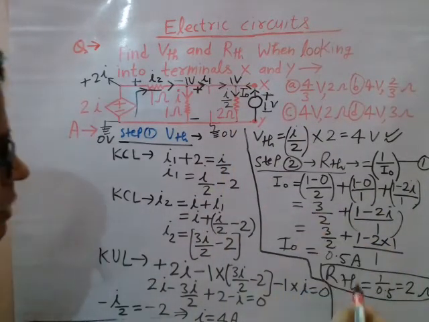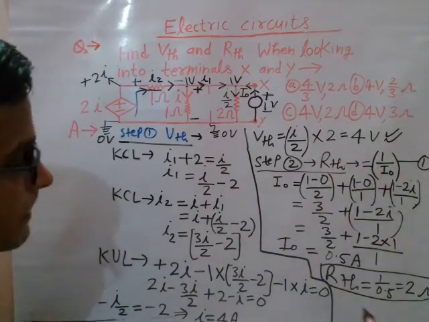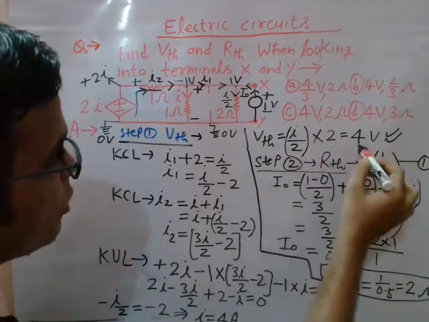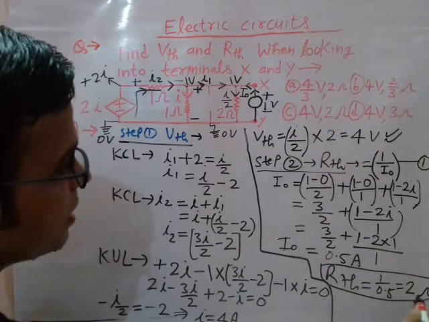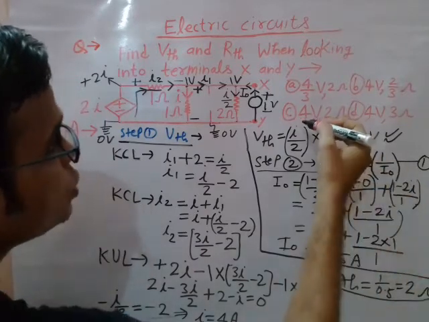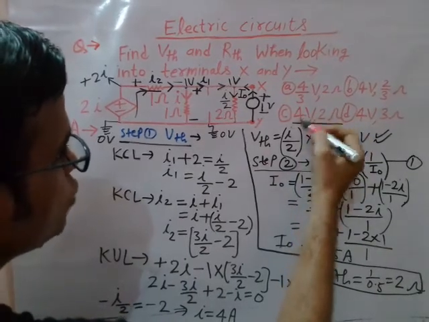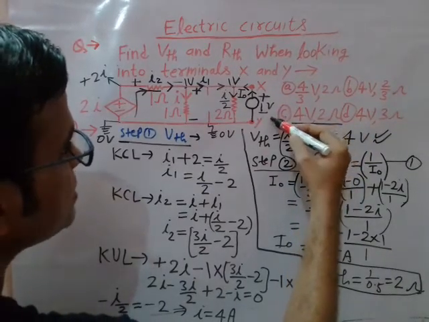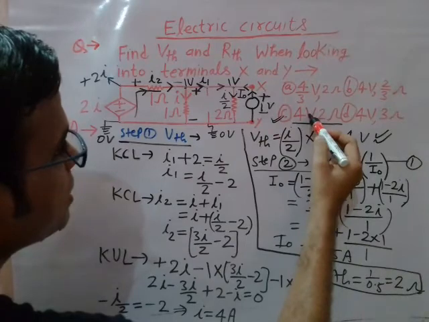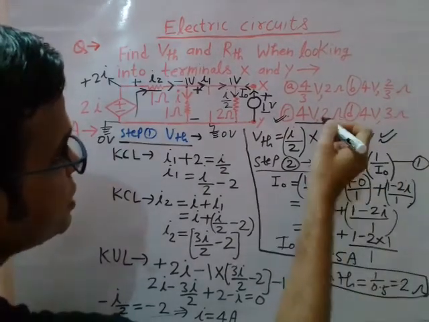You can check it out, right? So now you have calculated VTH and RTH both. See, VTH is coming out to be 4 volt, RTH is 2 ohm, right? So which option is correct? Option C is correct, right? 4 volt and 2 ohm. So option C is correct. 4 volt is VTH and RTH is 2 ohm.